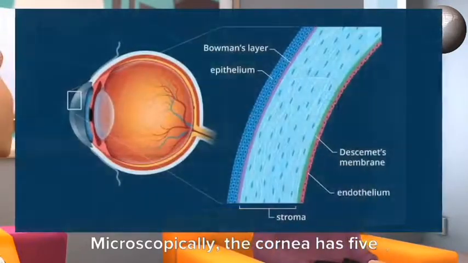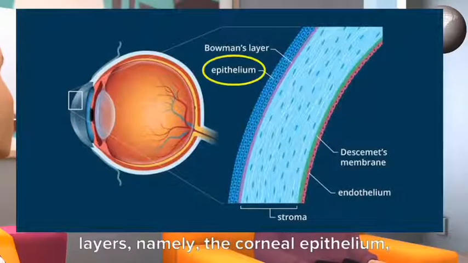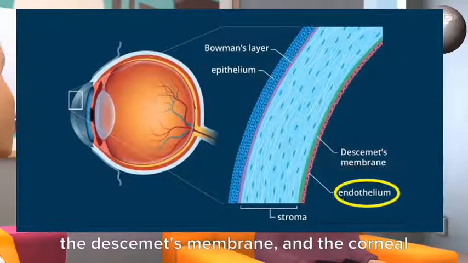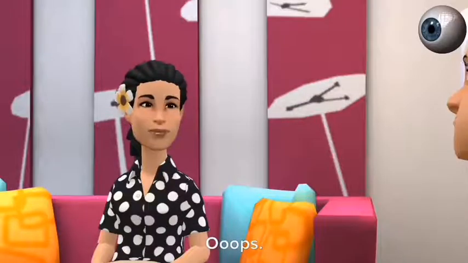Microscopically, the cornea has 5 layers, namely, the corneal epithelium, the Bowman's layer, the corneal stroma, the Descemet's membrane, and the corneal endothelium. That's cool.